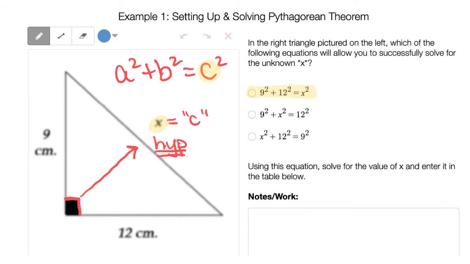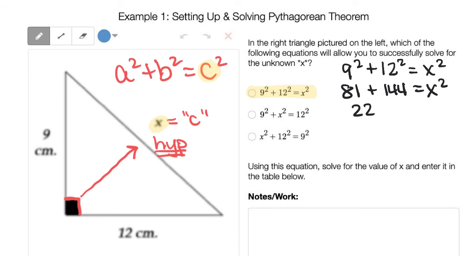So this is going to be my setup. It's the only one where x is by itself. And I want to actually solve this. So I'm going to solve it up here. You can solve it in the box below. So I have 9 squared plus 12 squared equals x squared. 9 squared is 81. 12 squared is 144. Notice I'm really just simplifying that left side. So now I have 225 equals x squared. To get x by itself, I need to square root. I type that into the calculator and I get 15 equals x.